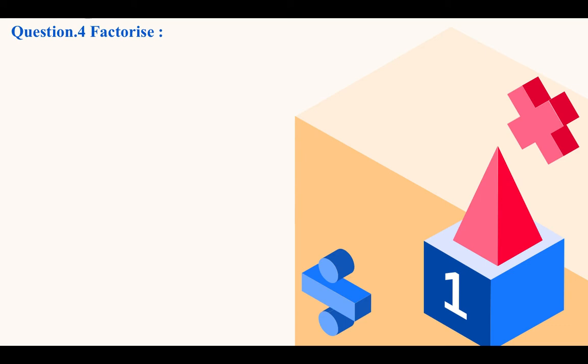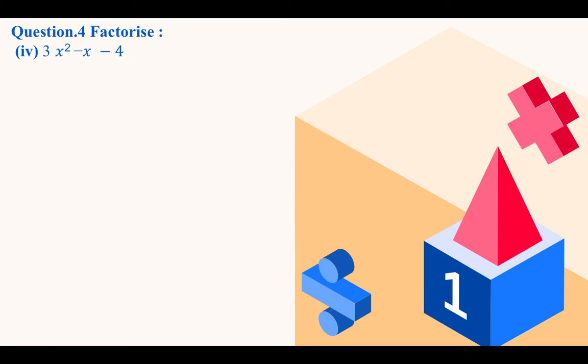Now we move on to the last question of this exercise. 3x square minus x minus 4. This is the last part of question number 4. After this we have question number 5 also. Now the question is 3x square minus x minus 4.